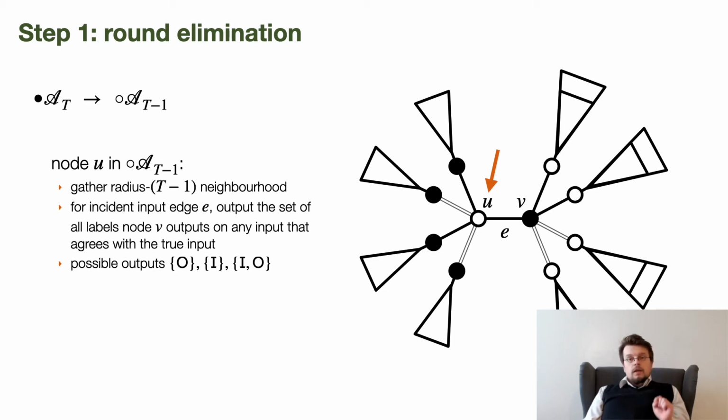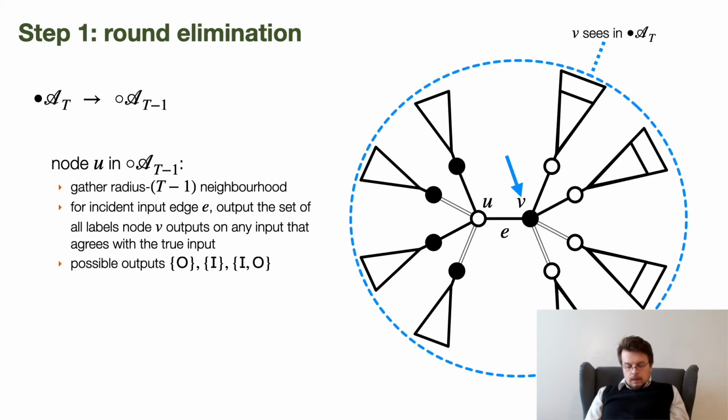So first of all, let's consider how the output of the node V is determined in this algorithm A_T. Basically, what V sees in algorithm A_T is this radius T neighborhood of V. Now, what node U wants to do in algorithm A_{T-1} is basically to figure out what V would be outputting in A_T and use that to determine its own output.